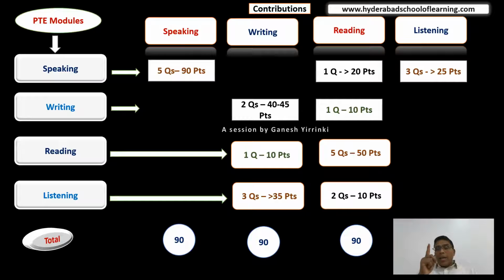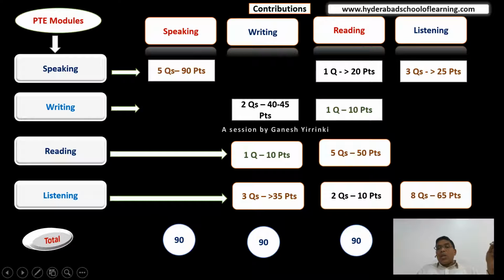Those are highlight correct summary and highlight incorrect word questions. So those two questions can get you around 10 points to your reading score. And from listening, you can get points to listening, definitely, right? So there are 8 questions in the listening module, and you may get around 65 points from those 8 questions.